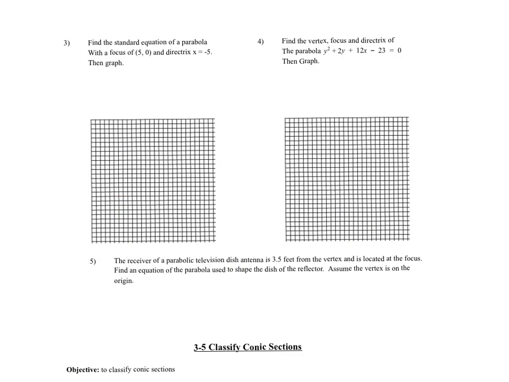All right, so for example number 3, we're asked to write the standard form of the parabola. And they give us some information, so we'll go ahead and put it on the graph just so we can see what's going on. So we have a focus of 5, 0, and a directrix of x equals -5. So that actually tells us a lot of information. First, we know that this is going to be a y squared and that it's going to open right.